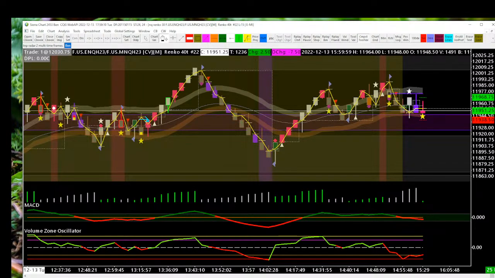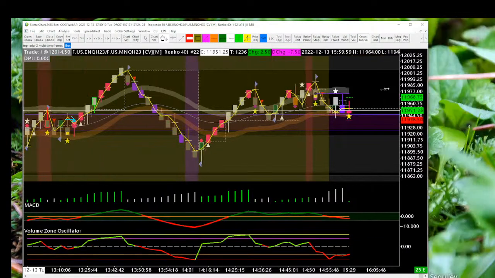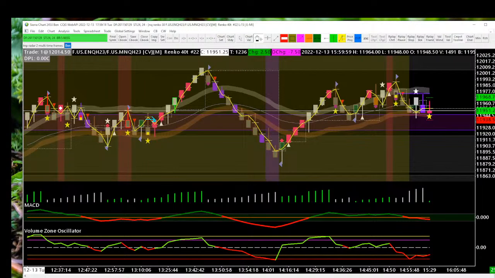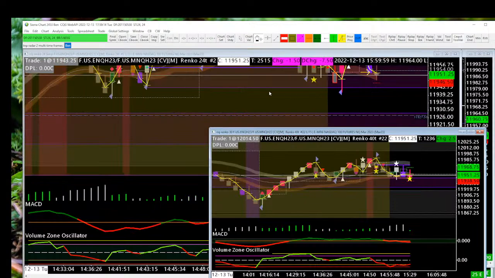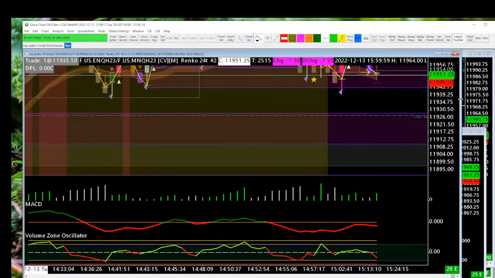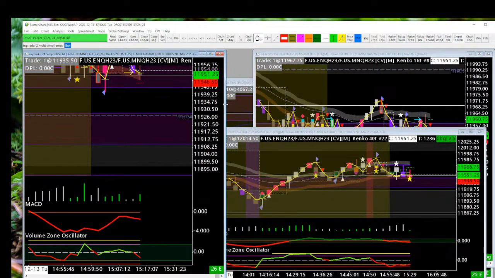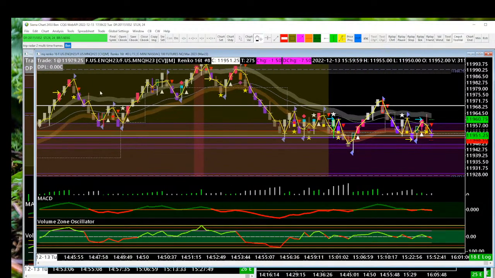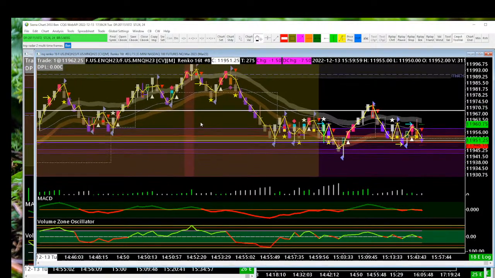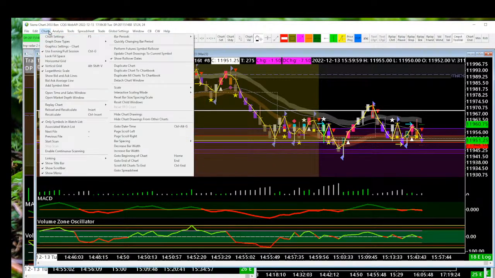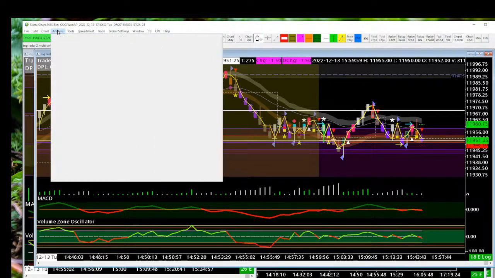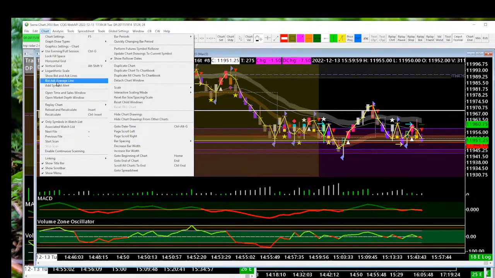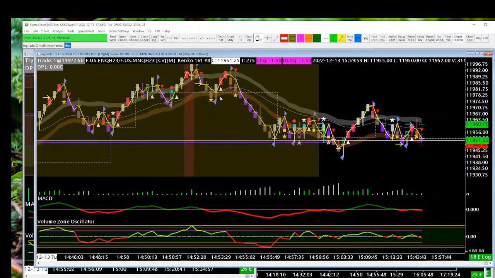So let's try that same trick. Whoops. With the 16 tick. Real quick. We're about to open, by the way. Okay, hide drawings from other charts.